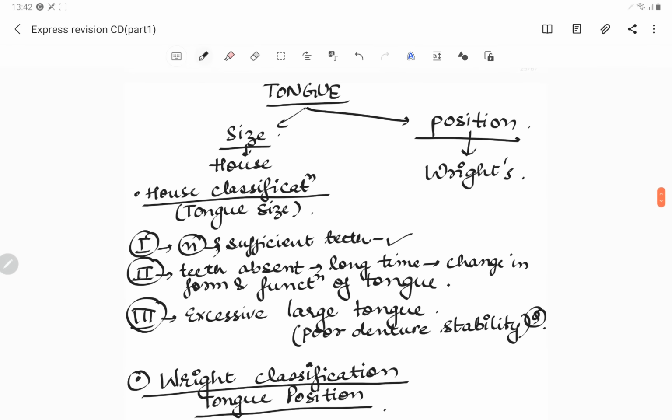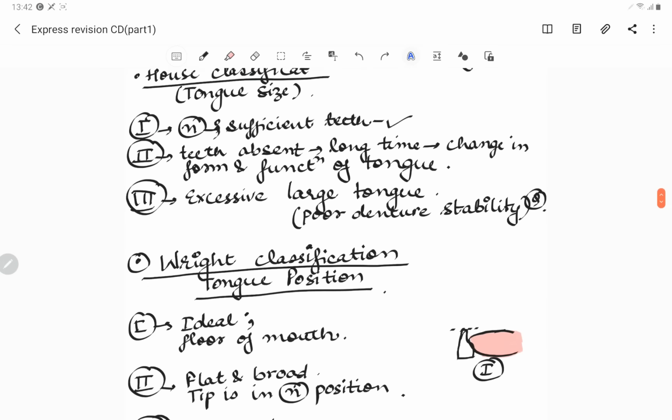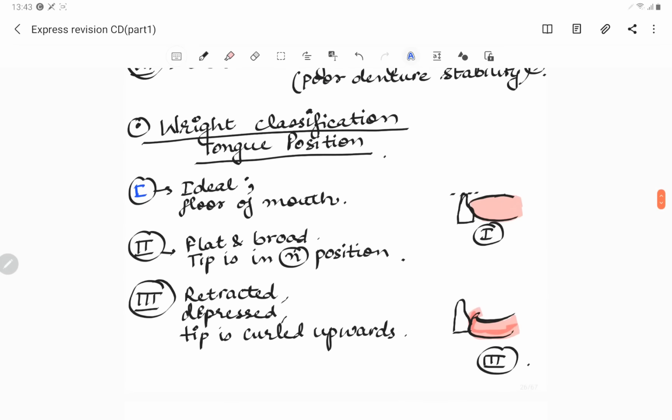One is based on the tongue size, which is the House classification, and the other is tongue position, which is the Wright's classification. So House classification, tongue size. Tongue size we have covered. Class 1 is the normal, and class 1 for Wright also is the ideal tongue. So one is the tongue size, another one is the tongue position.